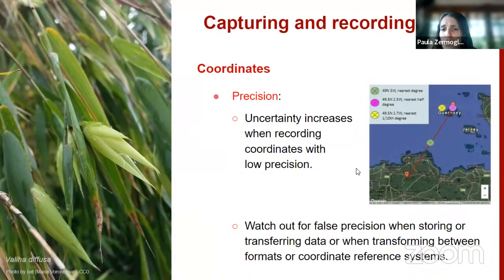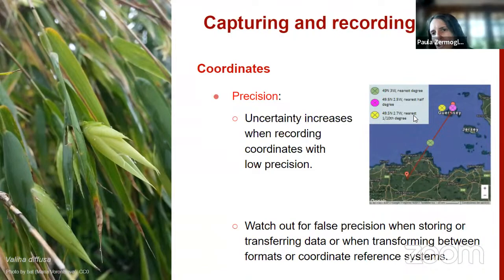In particular, about precision, we have to be careful, because when we are using coordinates with less precision, we have more uncertainty. So here in this example, the green dot has coordinates provided to the nearest degree, 49 north and 3 west. Okay, the point is here. Now, if we provide those coordinates to the nearest half degree, 49.5, 2.5, that coordinate is actually on Guernsey. So we see that it has changed its position quite a bit. Actually, it was in the middle of the ocean, and now it's on an island.